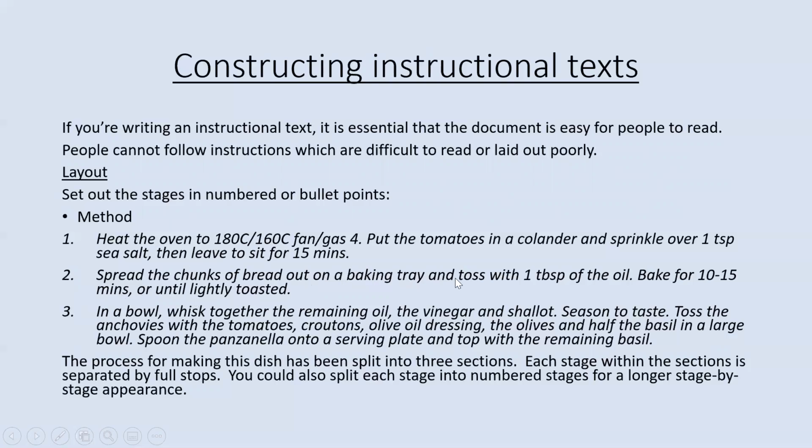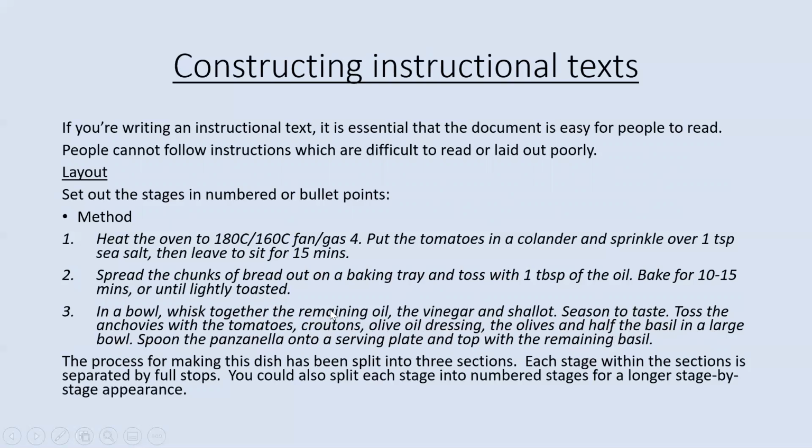Spread the chunks of bread out on a baking tray and toss with 1 tablespoon of the oil. Bake for 10 to 15 minutes or until lightly toasted. So again, we put the chunks of bread into the oven, and while they're baking, that seems to be a logical point to stop and then go on to the third point, which gathers together 4 stages here. In a bowl, whisk together the remaining oil, the vinegar and shallot, season to taste, toss the anchovies with the tomatoes, croutons, olive oil dressing, the olives and half the basil in a large bowl, and spoon the panzanella onto a serving plate and top with the remaining basil.